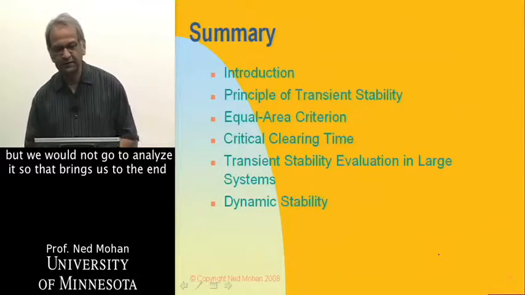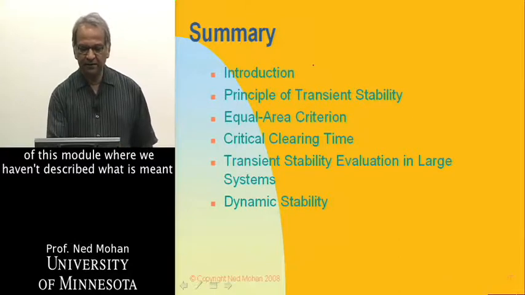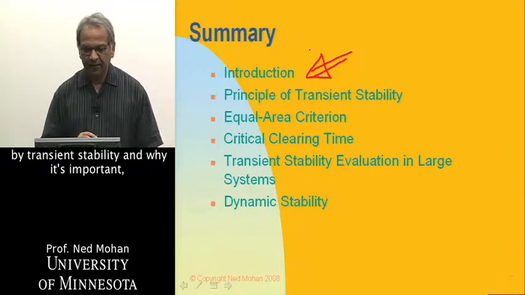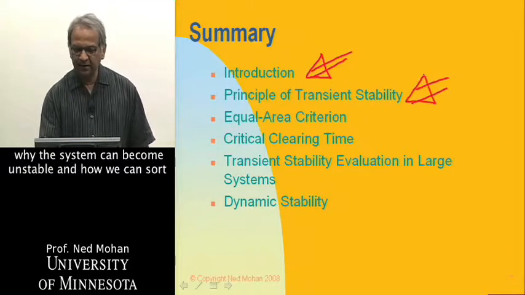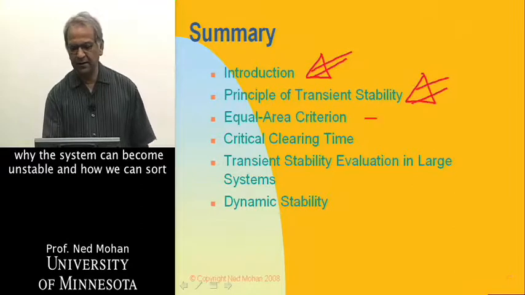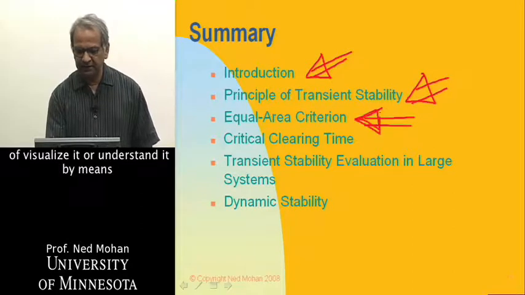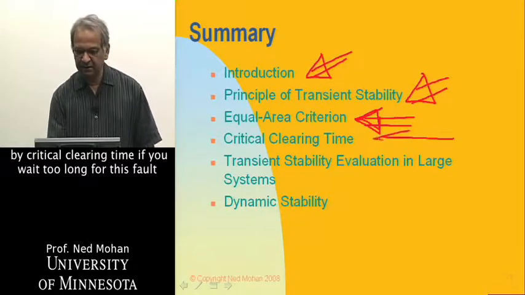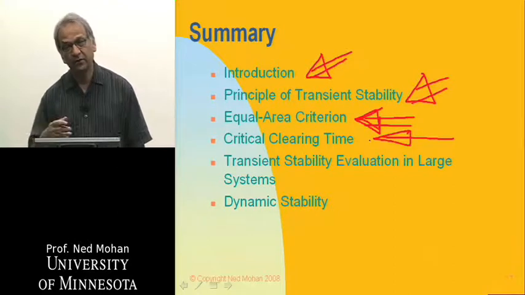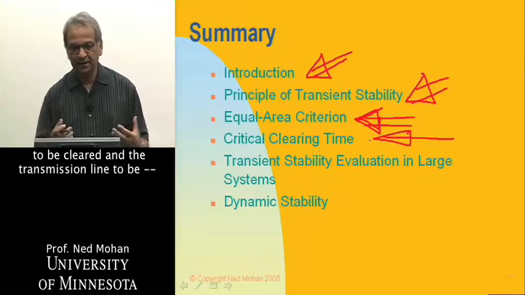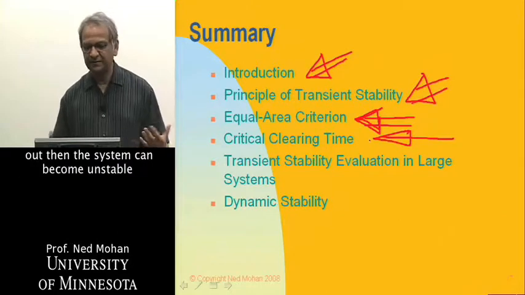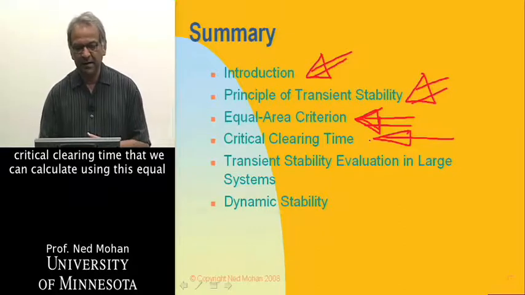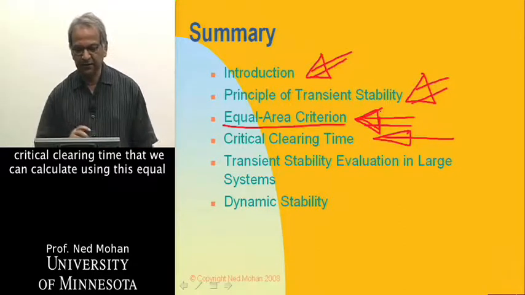Okay. So that brings us to the end of this module, where we have described what is meant by transient stability and why it's important, what is the principle behind it, why the system can become unstable, and how we can visualize or understand it by means of this equal area criterion, what is meant by critical clearing time. If you wait too long for this fault to be cleared and the faulted line to be taken out, then the system can become unstable. So that's the critical clearing time that we can calculate using this equal area criterion.